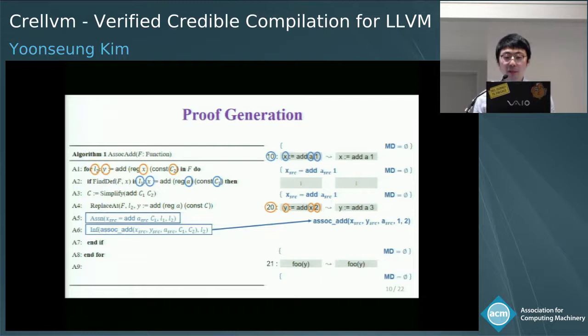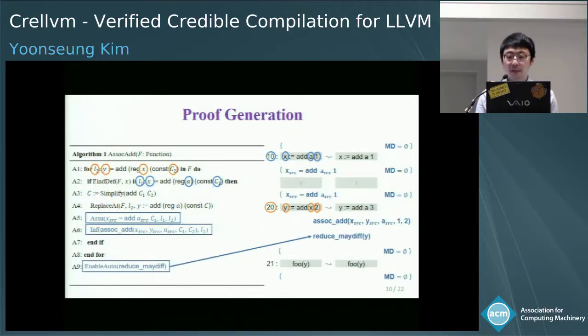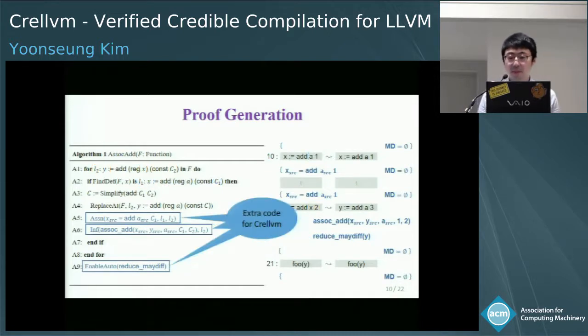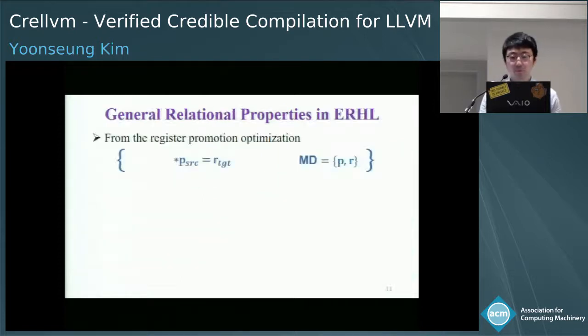Next, we write another code that adds the ASOC add inference rule at line 20. Also, the necessary data are already computed by the original compiler code. Finally, we enable the reduce maydiff automation, which automatically inserts the reduce maydiff rule at line 20 during the proof check. To sum up, these three are the only extra code added to the compiler for proof generation.